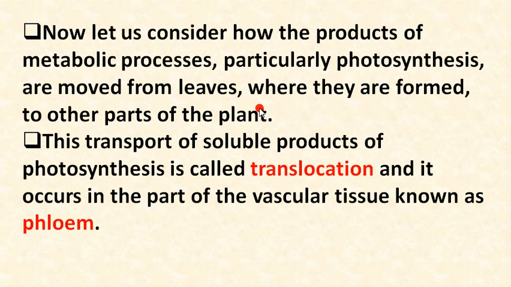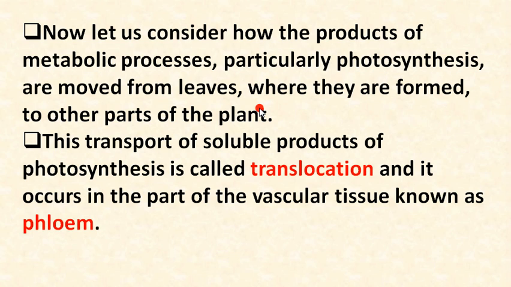This transport of soluble products of photosynthesis is called translocation. Very important term here, translocation meaning the transport of the soluble products of photosynthesis. photosynthesis होने के बाद में जो भी products हमको मिलती हैं soluble products, so उसका transport जो होता है that is called translocation, and it occurs in the part of a vascular tissue known as phloem.